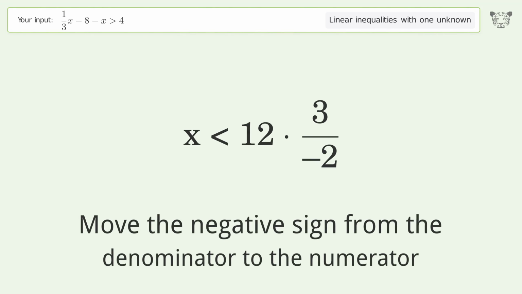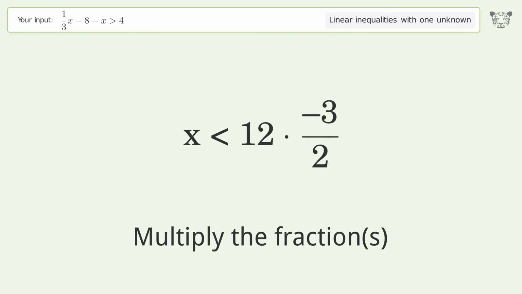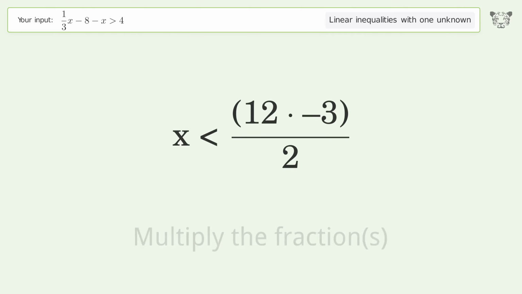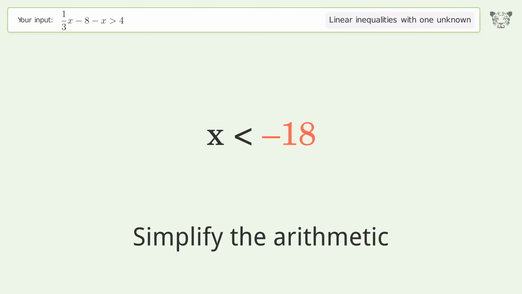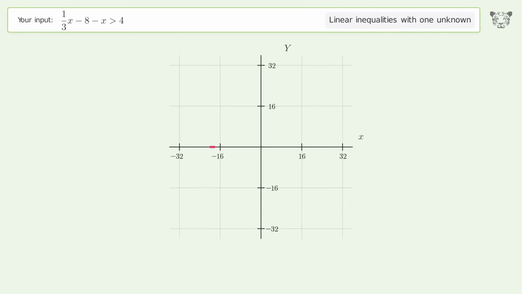Move the negative sign from the denominator to the numerator. Multiply the fractions. Simplify the arithmetic. Plot the solution on a coordinate grid. And so the final result is x smaller than -18.